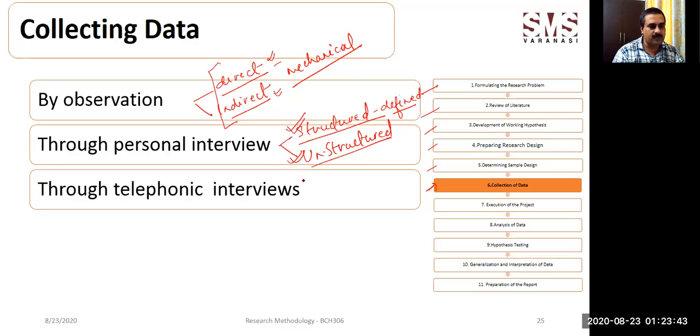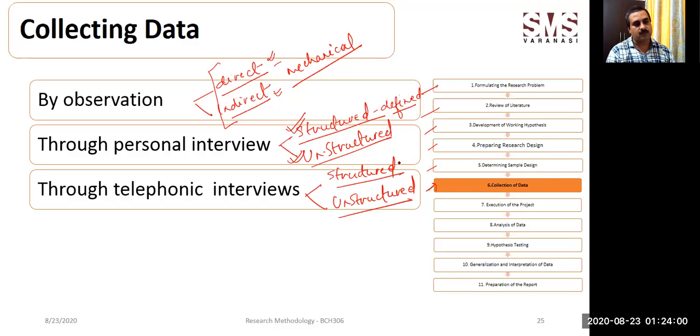Likewise, telephonic interview is also going to be segregated into two, structured as well as unstructured. So here also, if the question which is expected to be asked from any of the respondents is in a particular format or a structured format, it is going to be termed as structured telephonic interview. Where no format or fixed structure is followed, that particular category will fall under unstructured telephonic interview.